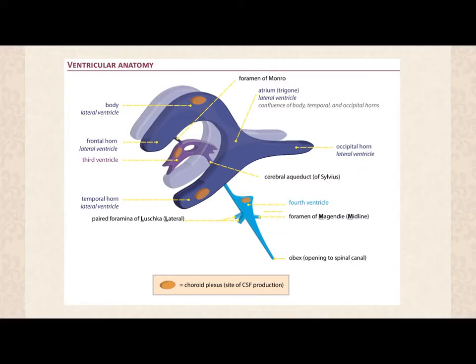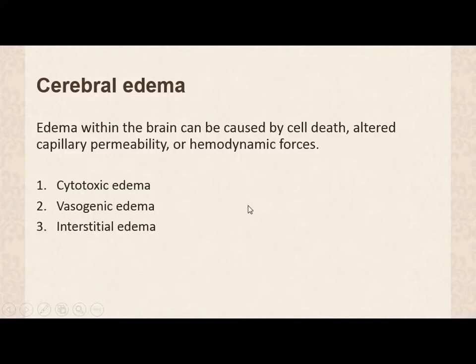Okay, the CSF is produced by the choroid plexus. You have one in the atrium of the lateral ventricle, and in the temporal horn of the lateral ventricle, and in the third ventricle, and another one in the fourth ventricle. So these are the main sites of production of the CSF.